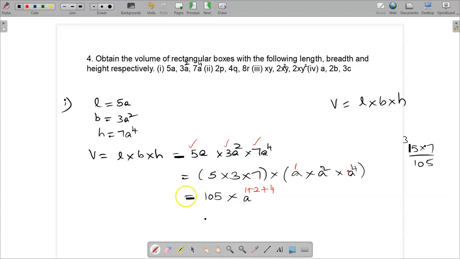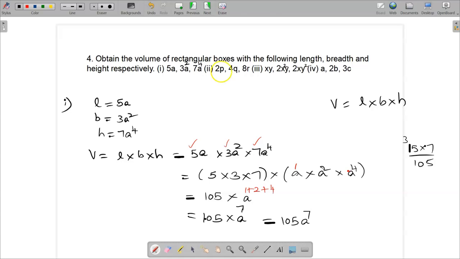So, it is given by 105 and then into a power, add all the values. 4 plus 2 is 6, 6 plus 1 it is 7, a power 7. So, the final answer is 105 a power 7. Since it is a constant, we cannot simplify it with the variable. So, this is separate, this is separate. So, we can remove the multiplication sign in between these two things. So, it is 105 a power 7. That is the answer for the first problem.